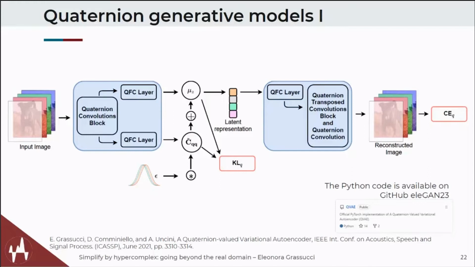So if we represent the variational autoencoder, which is a common generative model, in the quaternion domain, we have to rewrite the cross-entropy loss, the Kullback-Leibler divergence, to process the covariance matrix of quaternion inputs. And you can see the code is publicly available on GitHub.